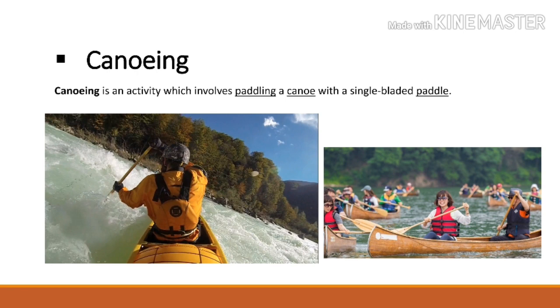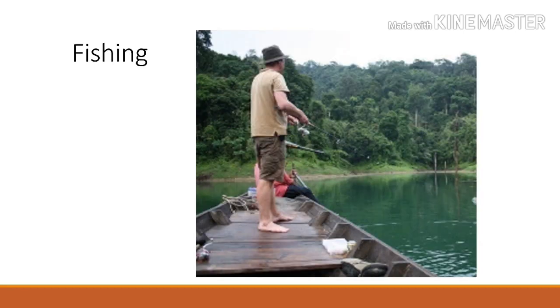The next recreational activity is canoeing. Canoeing is an activity which involves paddling a canoe with a single-bladed paddle. The two images here are examples of a canoeing activity. And the next activity is fishing. The image here is an example of fishing.